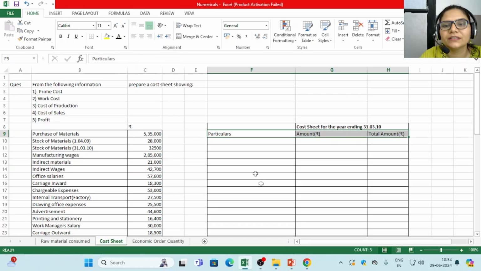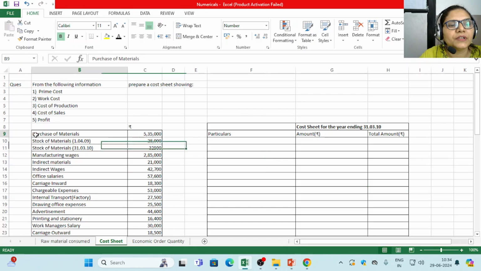As we have discussed, particulars, amount, and total amount. Individual amount we will write in this column, and the total of the major headings or major components we will show in this particular column, so that the person has more clarity while he is going through or she is going through a cost sheet. Now, first is purchase of materials.